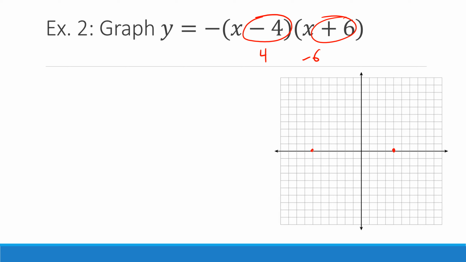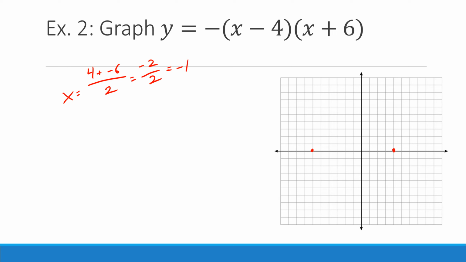This is going to be another one, I think, where the vertex is off the graph. Whoops, shouldn't have done it that way. Oh well. Okay, so remember, to find the x-coordinate of the vertex, I'm taking the average of the two x-intercepts. Or just think finding the number directly in between. So 4 plus -6 over 2. That would be -2 over 2, which is -1.